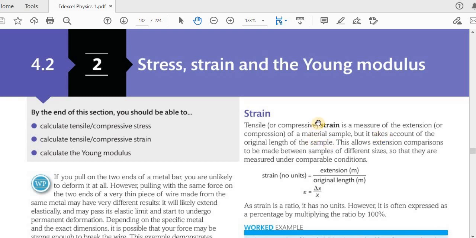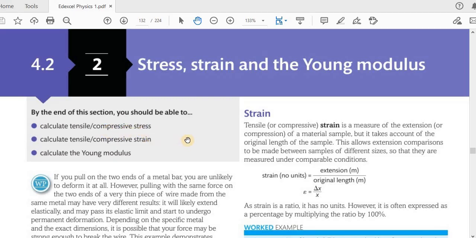Chapter 4.2 Part 2. Chapter 4.2 is about solid material properties, and in this second part we will see stress, strain and the Young modulus. In 4.2 part 1 we learned about Hooke's law, and this is the second video, which is for part 2. By the end of this section you should be able to calculate tensile or compressive stress.